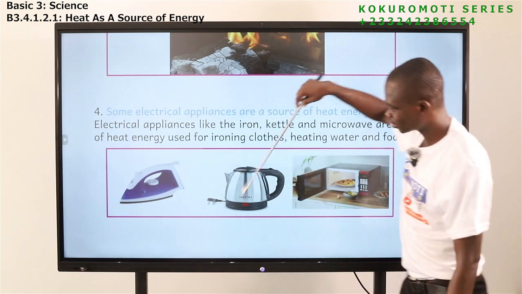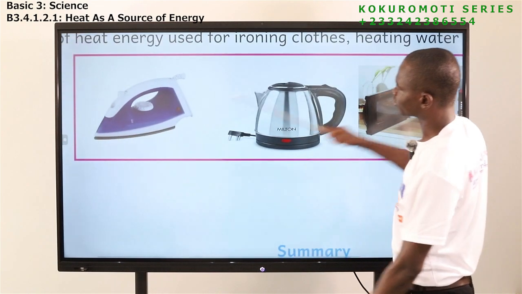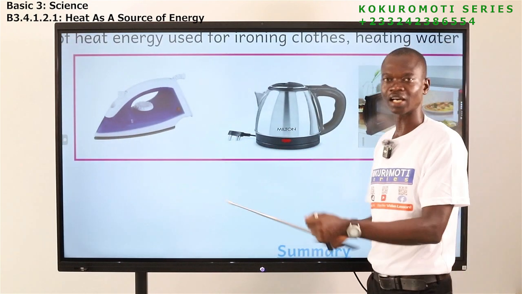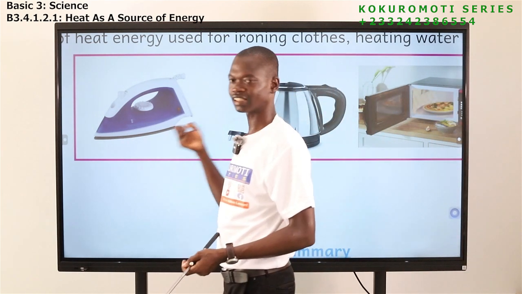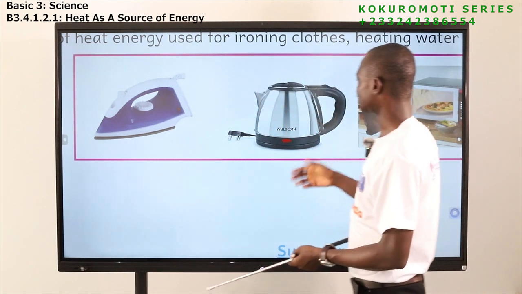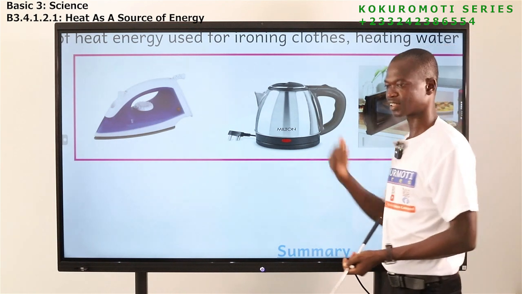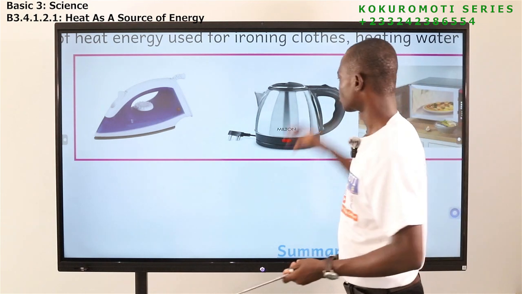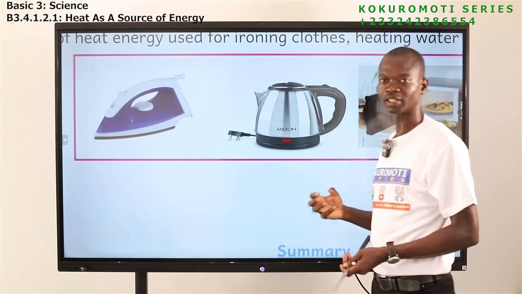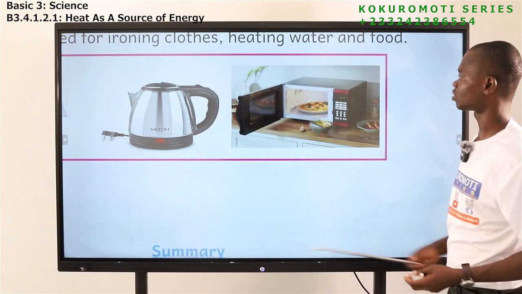So look at these ones. This is what? Iron. Electric iron. We use it to iron our dress. So we are able to do that because of the heat that it produces. If you look at this, this is a kettle. So in the morning, if you want to prepare a beverage, like tea, you need what? A kettle to heat the water. So the kettle is able to make the water hot because of heat. So this is another source of heat.